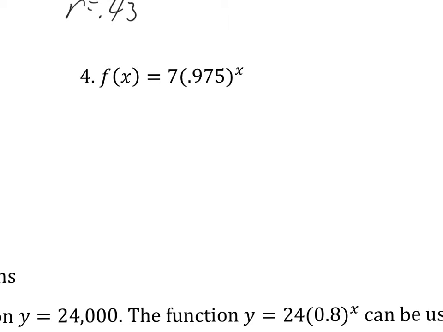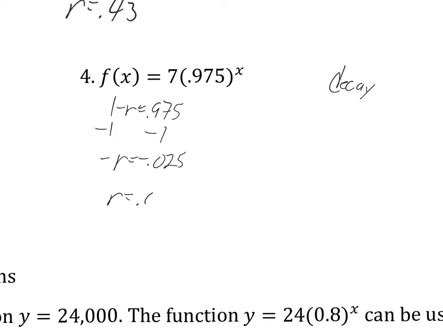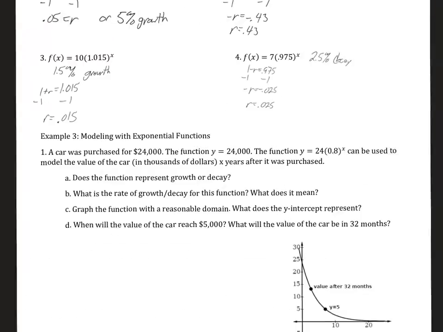Okay, so this is less than 1, so I know it's a decay. And then I have 1 minus r equals 0.975, minus 1. Negative r equals negative 0.025, or r equals 0.025, which is the same thing as saying 2.5% decay.